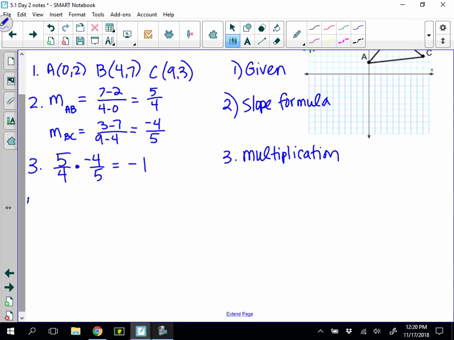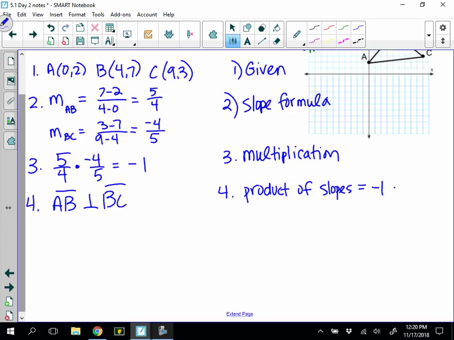And so in step 4, I'm going to recall the theorem that says that if I have a product of negative 1, the lines are perpendicular. So I can now say that segment AB is perpendicular to segment BC. And I'm just going to summarize that. I'm going to say product of slopes. The product of the slopes is equal to negative 1. And then I'll just use an arrow to indicate that leads to perpendicular lines.